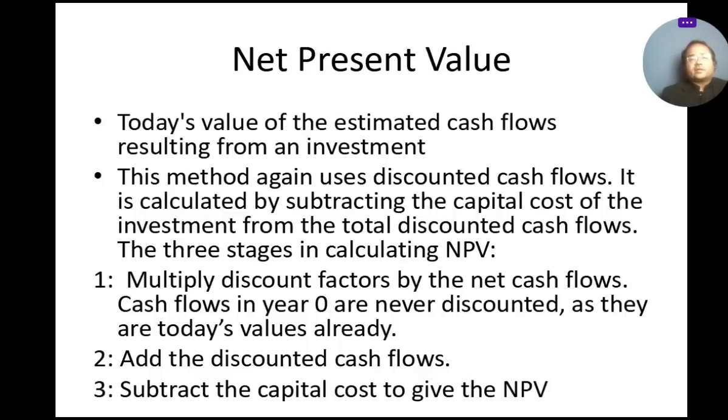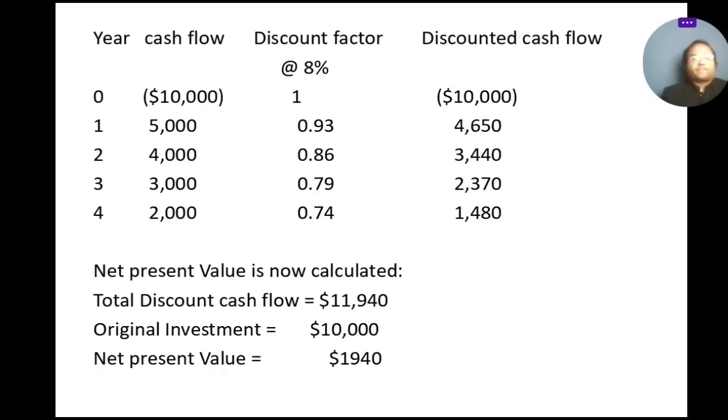Number one, multiply the discount factor by the net cash flow. Cash flow in year 0 is never discounted, as it is today's value already. Number two, add the discounted cash flows. Third, subtract the capital cost to give the NPV.